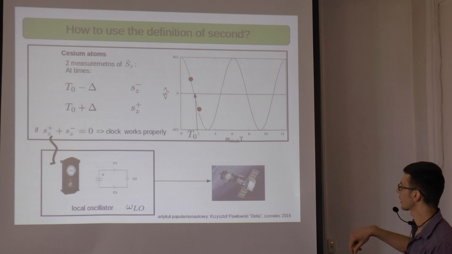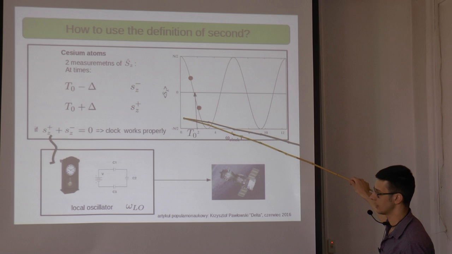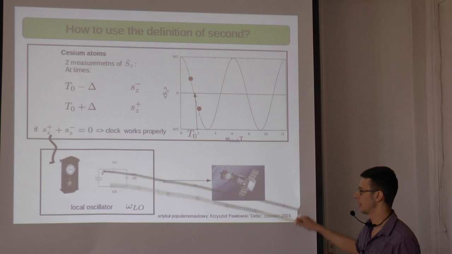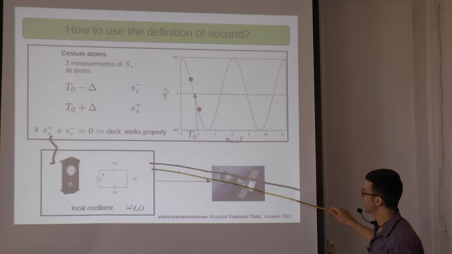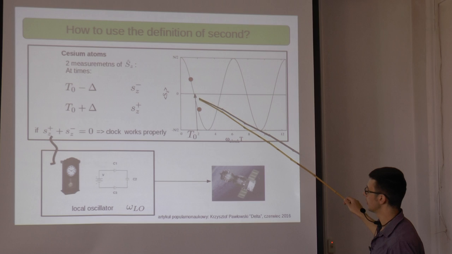So a typical protocol starts such that we do what I said before. We are preparing the initial state for atoms, and we count the time using our local oscillator. I should say maybe not time, but we count the number of beats produced by the local oscillator. And then let's say, at the time at which we expect that this average Sz would be equal to zero, at this time we do measurements of atoms and compare if this was indeed zero or not.